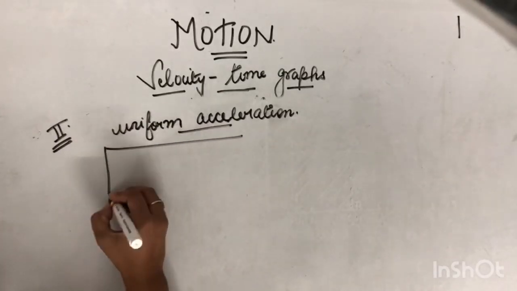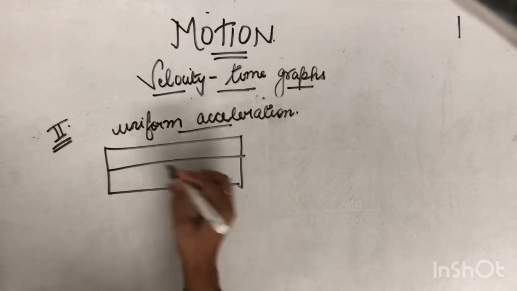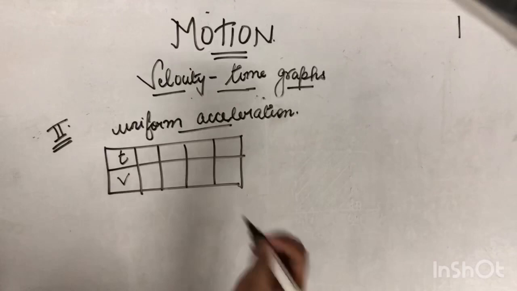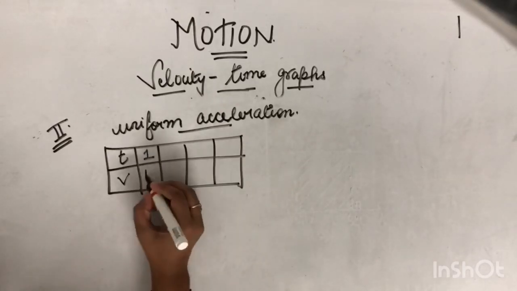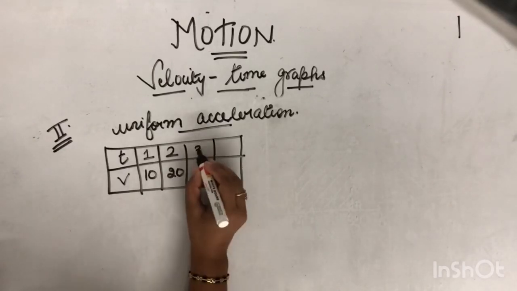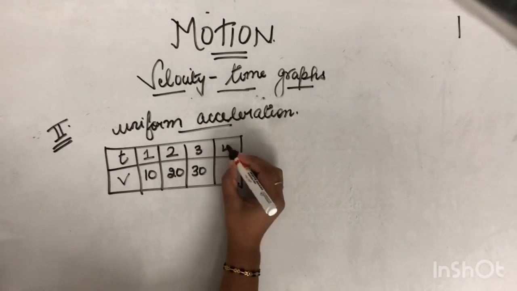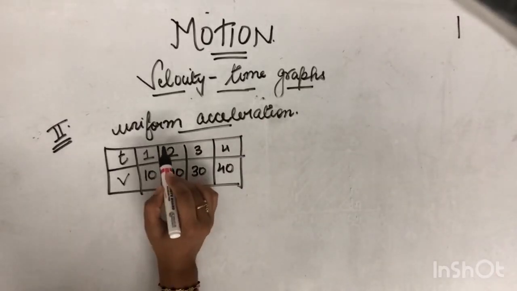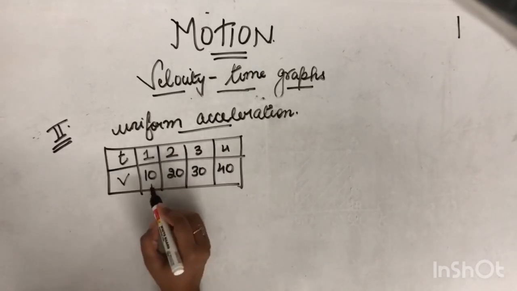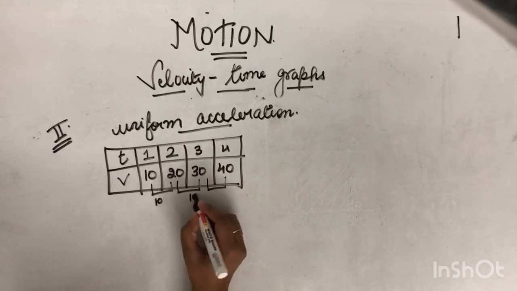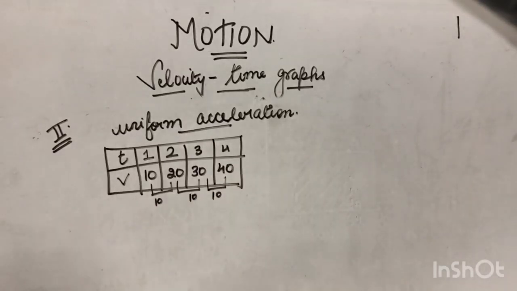That is, we'll draw a table first. At 1 second, let's say 10 meter per second is the velocity, then 20 meter per second, 30 meter per second, 40 meter per second. Now the time intervals are equal, that is 1 second, and the velocity intervals are also equal: 10, here also 10, 10. So it means the body is moving with uniform acceleration.